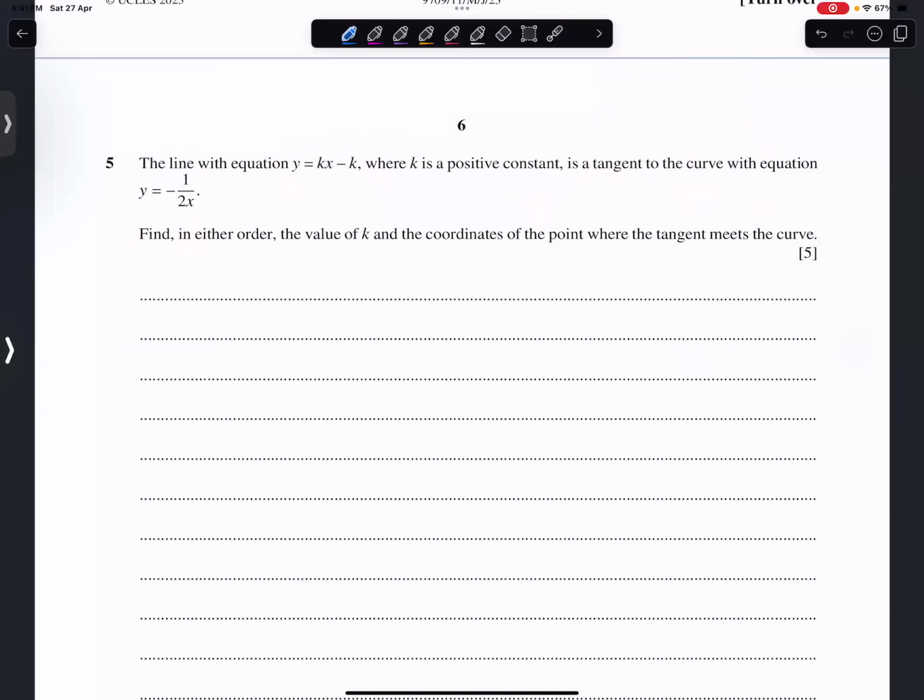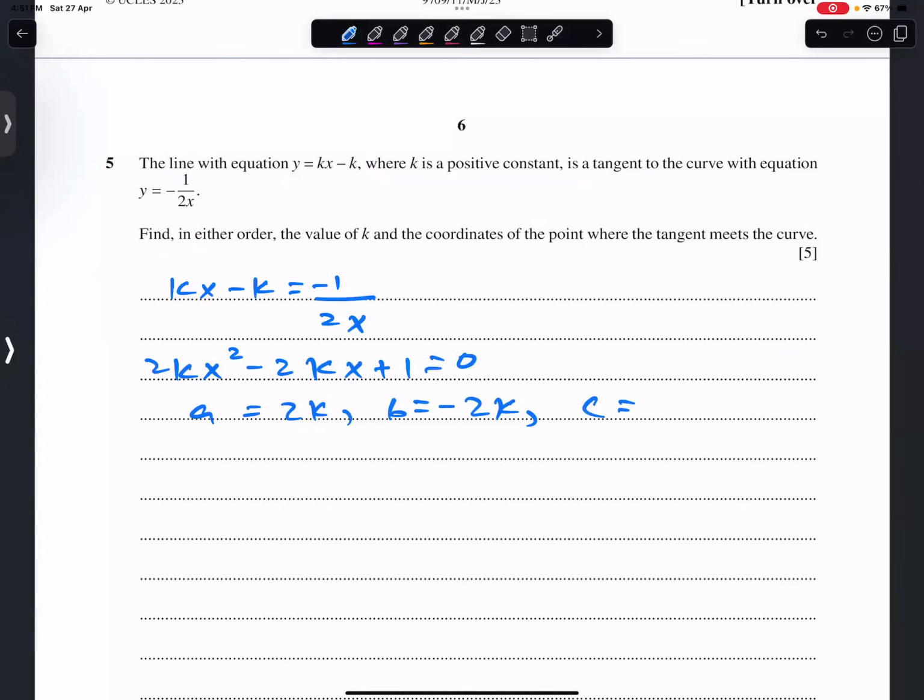Okay. So let's equate kx minus k equals 1 over 2x. So 2kx squared minus 2kx plus 1 equals 0. So a is 2k, b is minus 2k, c is 1.